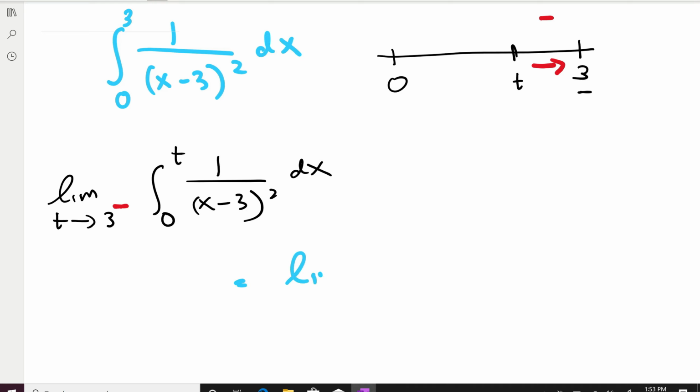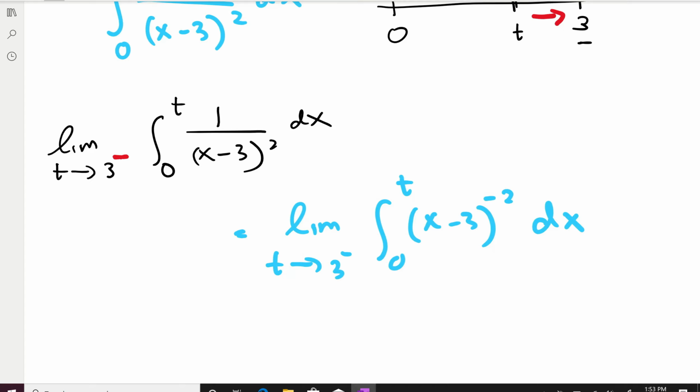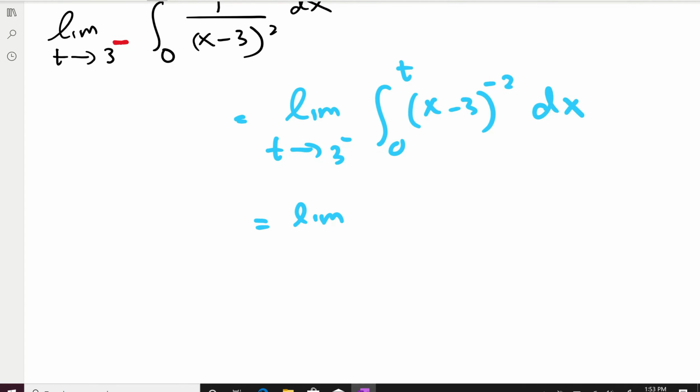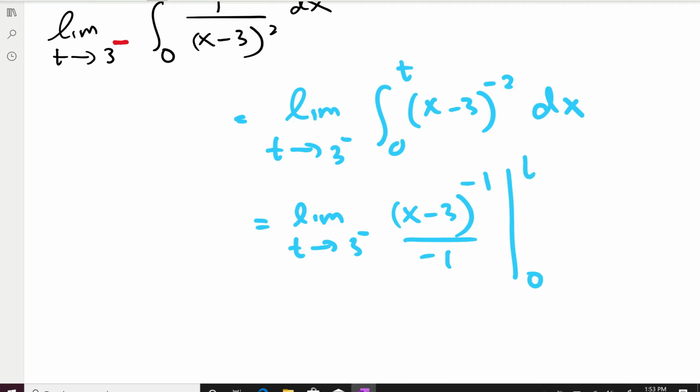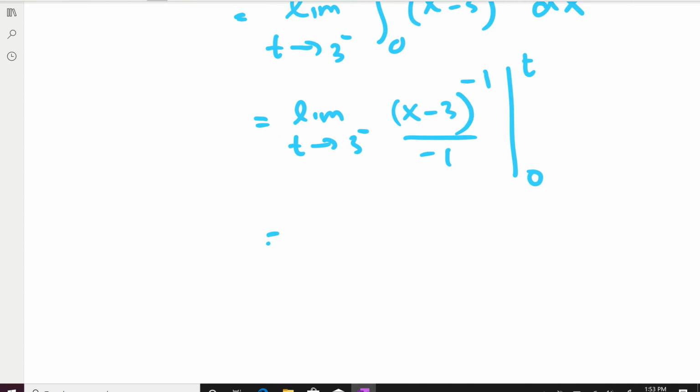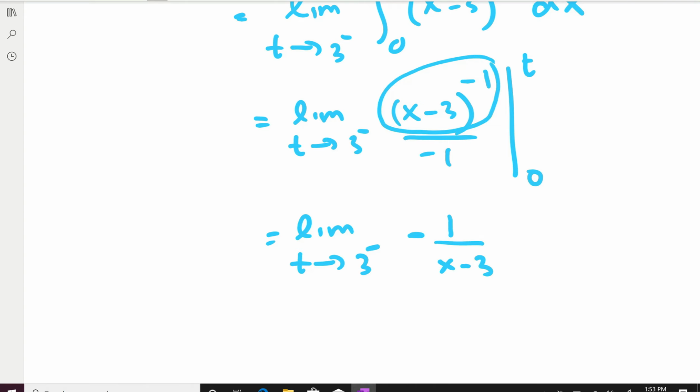Now to evaluate this integral, I'm going to write x minus 3 squared as x minus 3 to the negative power 2, and bring that term to the numerator. Now we can easily integrate from here on. If you integrate, it's going to be x minus 3 to the power negative 2 plus 1, negative 1, divided by negative 1, and you want to evaluate it at t and 0 and subtract. So let's see what happens. The limit when t approaches 3 from the left hand side is minus 1 over x minus 3, right? I brought this x minus 3 to the negative 1 into the denominator.